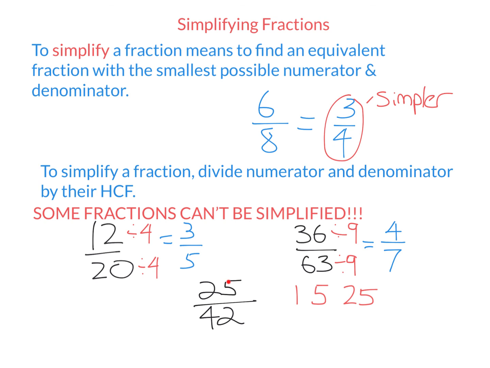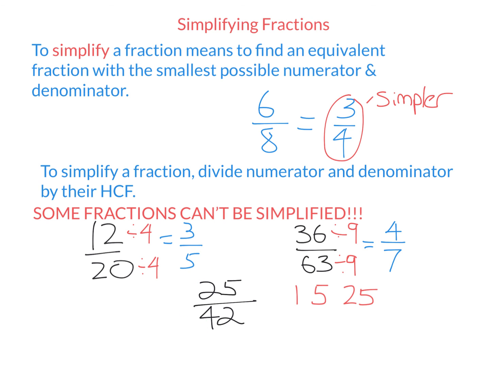If I divide top and bottom by 1, I won't change the fraction. 25 divided by 1 is 25. 42 divided by 1 is 42. This is an example of a fraction that cannot be simplified. The reason we can't simplify it is there's no number that goes into top and bottom other than 1. So we just have to leave it like it is. This is actually as simple as this fraction can get.